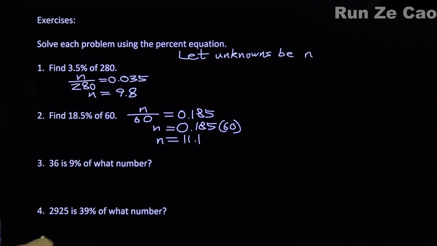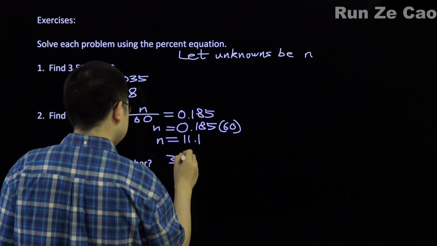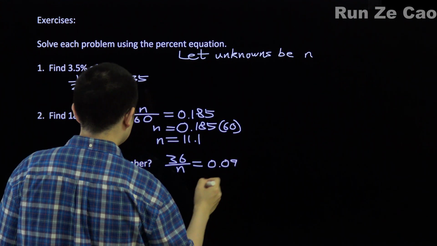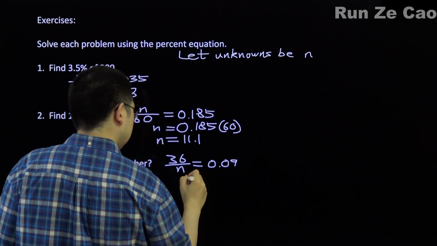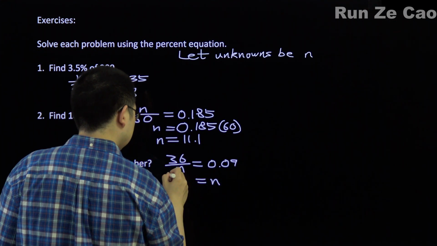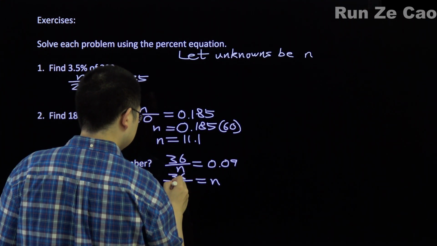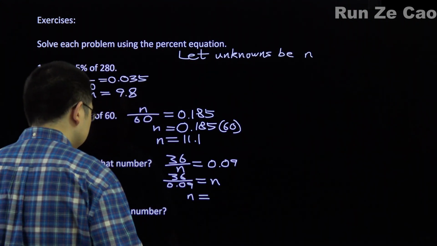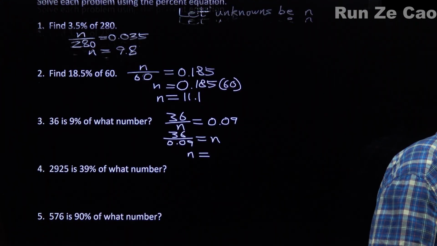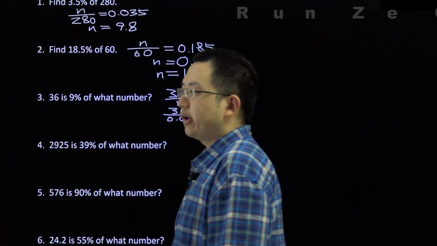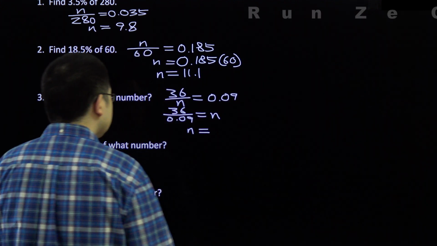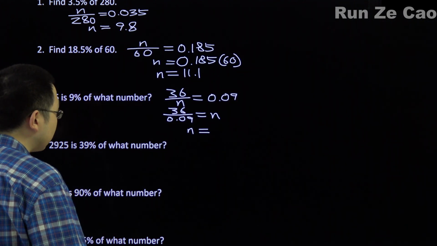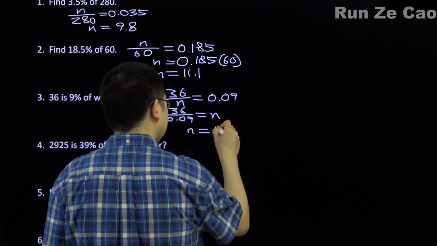36 is 9% of what number? 36 over n is equal to 0.09, because that's 9%. So n is 36 over 0.09. That means n is equal to 36 divided by 9 is 4. So divided by 9 over 100. Oh, that's times 100 over 9. So you get 400.